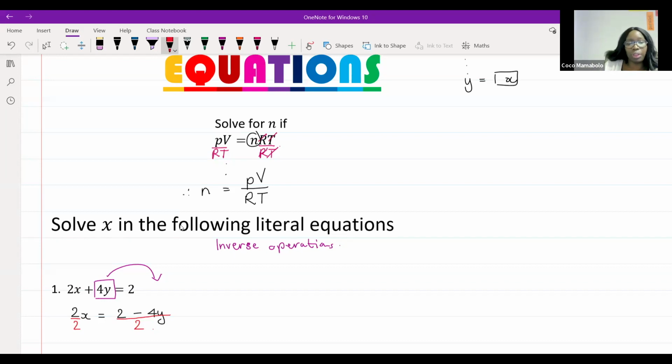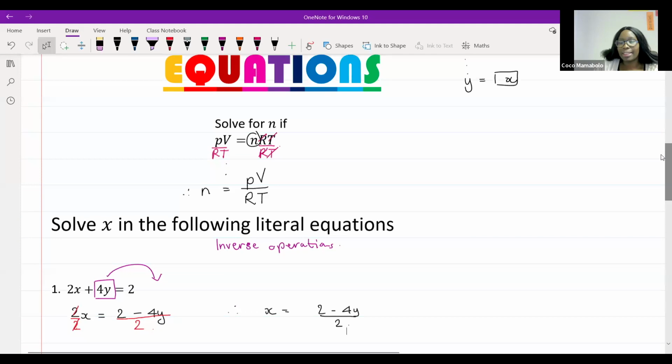I must take the whole thing all over 2. And those 2 will cancel. Therefore, x is equal to 2 minus 4y over 2. All right. I feel like that one was also very easy. I don't like it. These are too easy. I should make them a little bit harder.